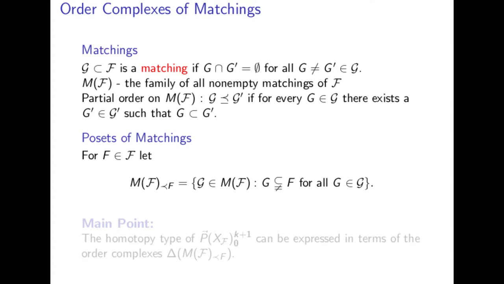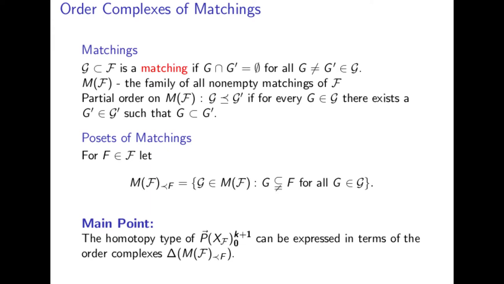And in particular, we'll be interested in, given a set in the hypergraph, we'll consider all matchings such that all their elements are contained in some set F. We consider all matchings where all of your sets are contained in F, but not F itself. And the main point of what follows is that the homotopy type of this path space that corresponds to F can be expressed in terms of the homotopy types of the order complexes of these posets.